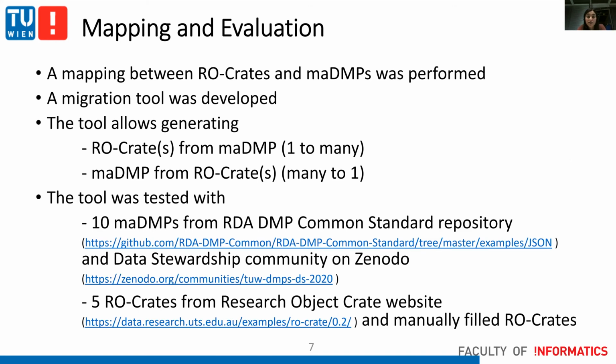So now that we understand the use cases of exchanging data between ARC rates and MADMPs, our goal is to identify the concepts and fields of ARC rates and MADMPs that can be mapped to each other. We created the mapping and we found out that there is a significant overlap between ARC rates and MADMPs. Then what we did was to develop a migration tool which performs the conversion between ARC rates and MADMPs. And this tool allows us to generate ARC rates from MADMPs and MADMPs from ARC rates.